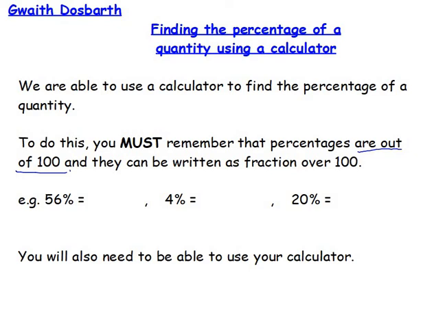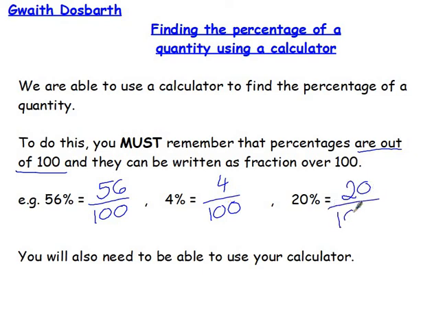So for example, if we had 56%, that can be written as 56 out of 100. 4%, 4 out of 100. And 20% is 20 out of 100.